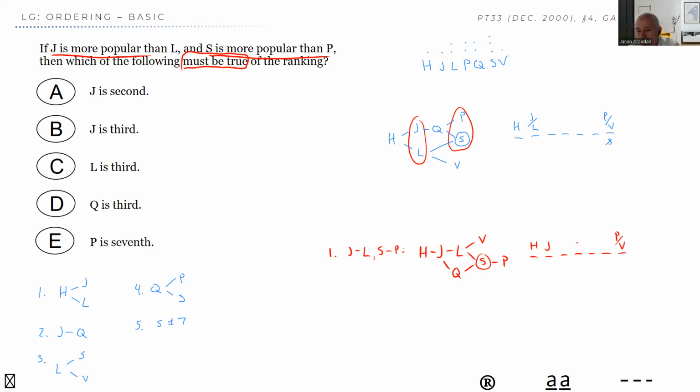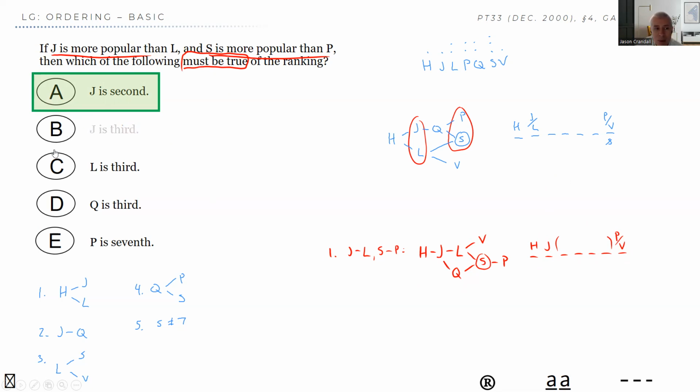Okay, so with this diagram, it might be tempting to try and fill in some more of the spaces here and try to include some of this information about the way that L and Q and V and S relate to each other, but it's really not important when we have a must be true question, at least on the first pass. On the first pass, I'm just going to look for something new that's been locked into place. And of course, J being second is that new thing, which is great. Now, if I needed to rule out some of the other answers, about B, C, D, and E, I could do that.